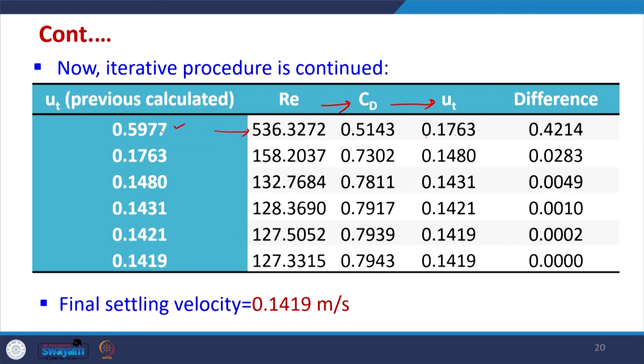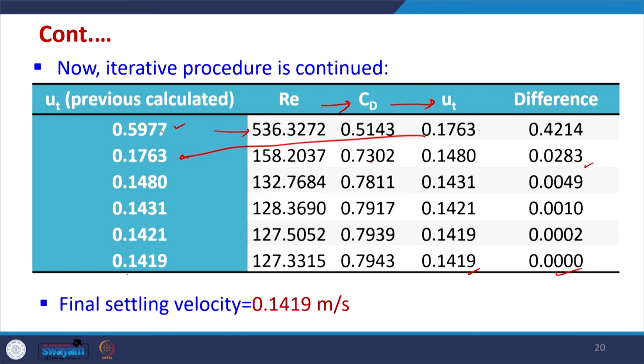So, this UT is found, this UT is put here, again the procedure is repeated, we find out Reynolds number, drag coefficient, again UT is found, we found significant difference is there and we cannot solve the terminal velocity. We can get the terminal velocity under those conditions when the difference is virtually 0.